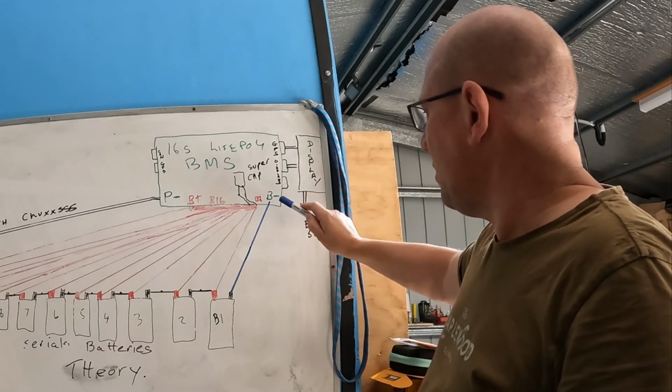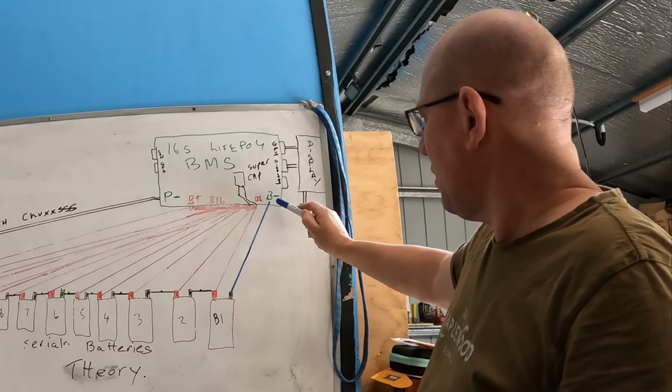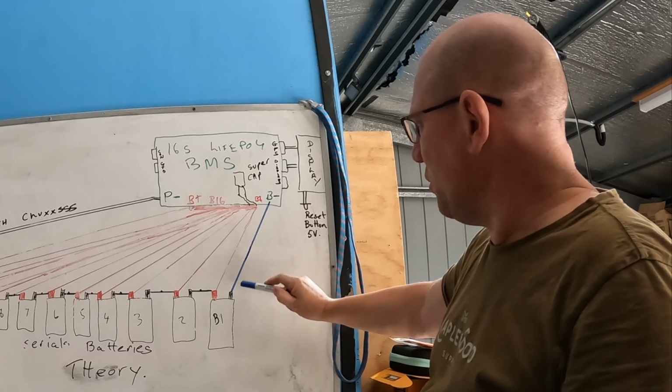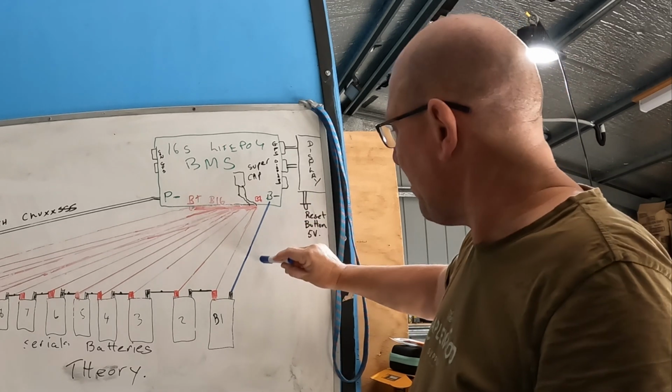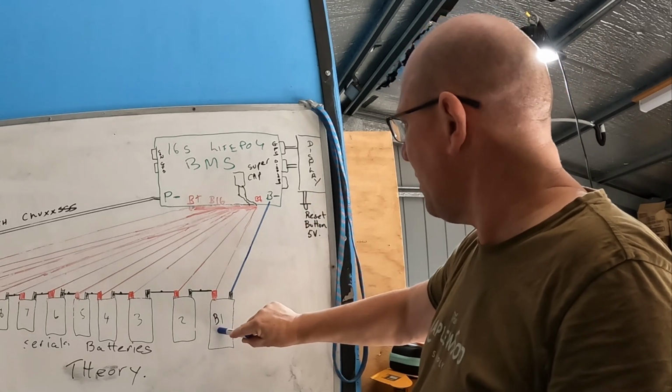We have our negative B, which is the blue line, which is the two blue lines coming down here to B1.